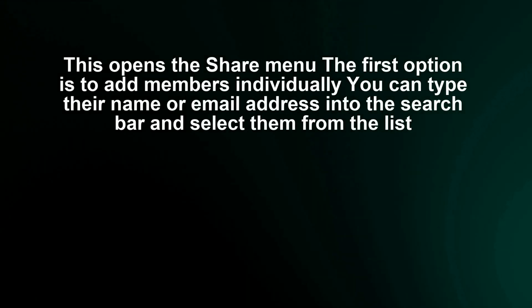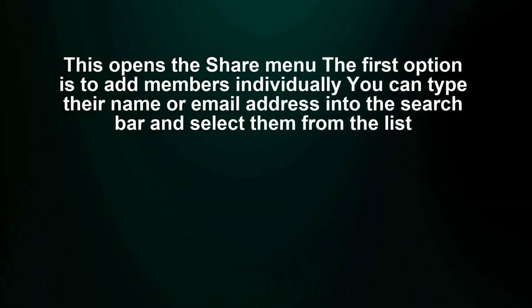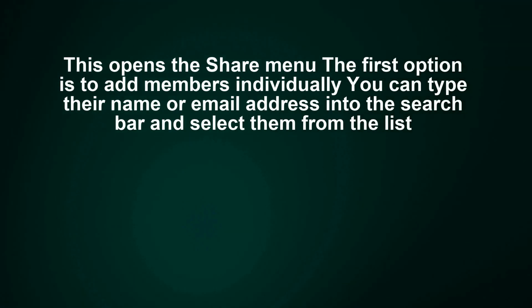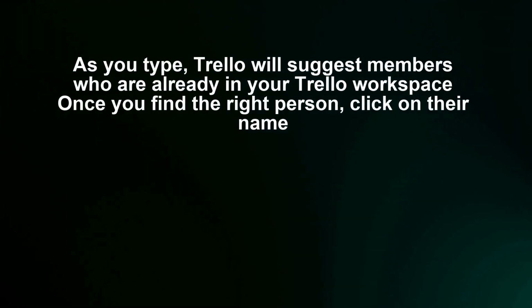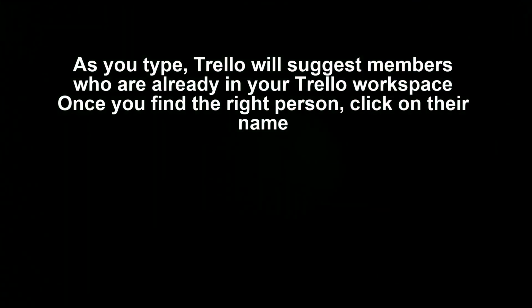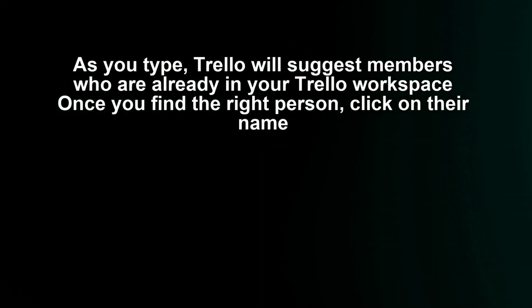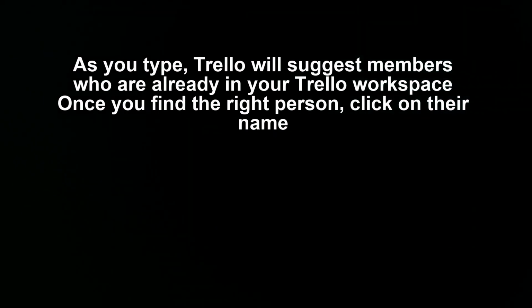The first option is to add members individually. You can type their name or email address into the search bar and select them from the list. As you type, Trello will suggest members who are already in your Trello workspace. Once you find the right person, click on their name.